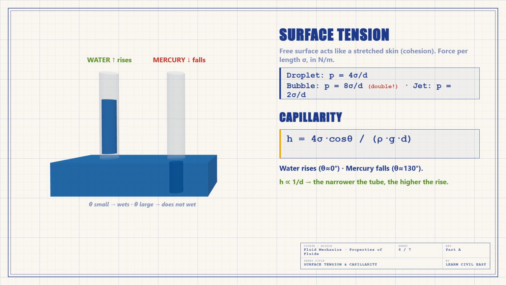Capillarity is the rise or fall of a liquid in a thin tube. Water climbs a glass tube because adhesion beats cohesion, while mercury is pushed down. The height is 4 sigma cos theta over rho g d. And notice, the narrower the tube, the higher the rise.